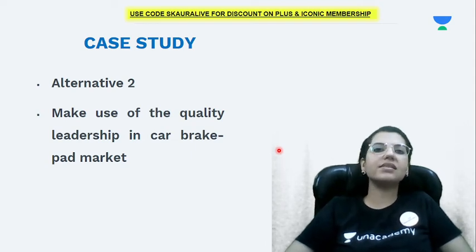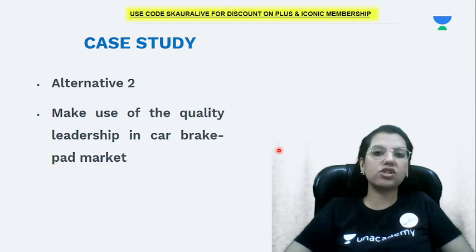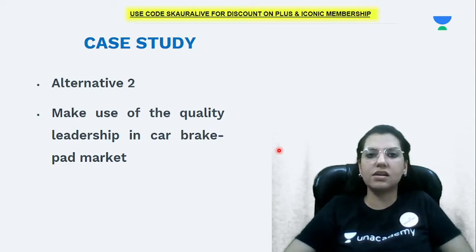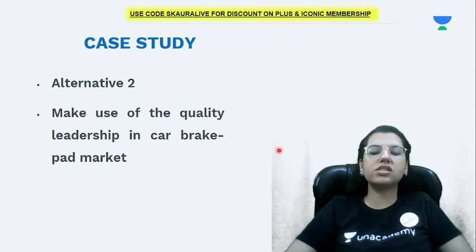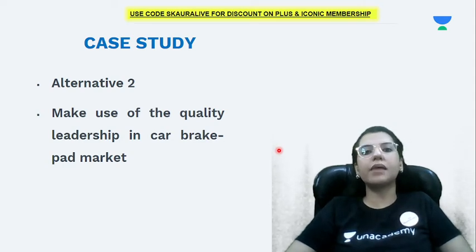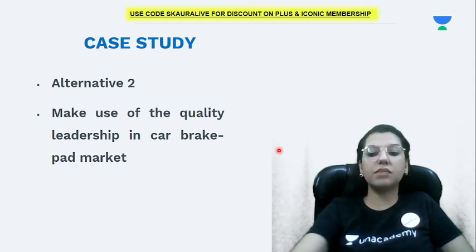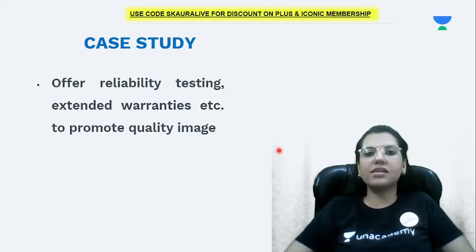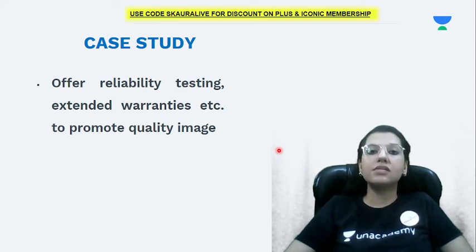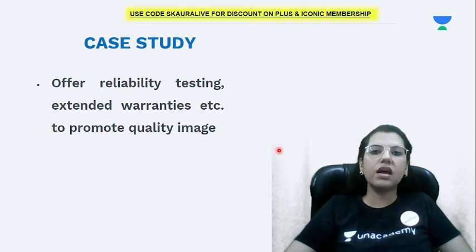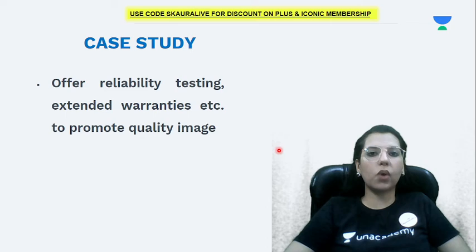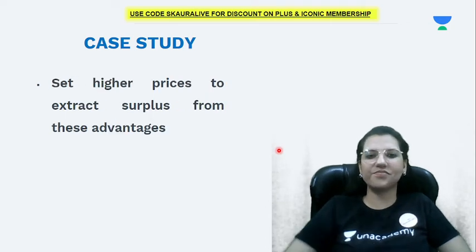See, you have realized that you cannot lower down the cost of your product. Raise your standards. Establish the quality leadership in the car brake pad or the truck brake pad market. Rather, I would say in both of them. Offer other things: reliability, testing, extended warranties. That's how you'll promote the quality image, that even if we are the market leaders in quality, we are offering you reliability, testing or extended warranties.